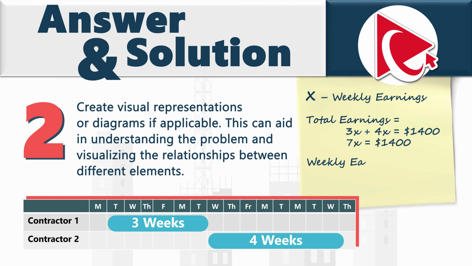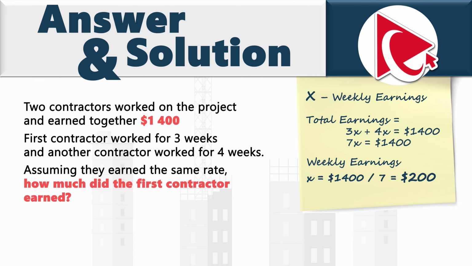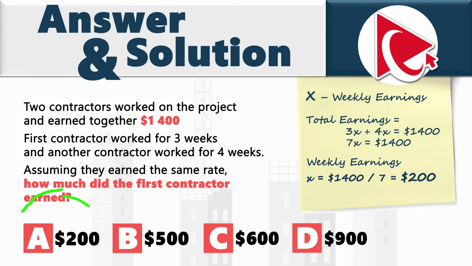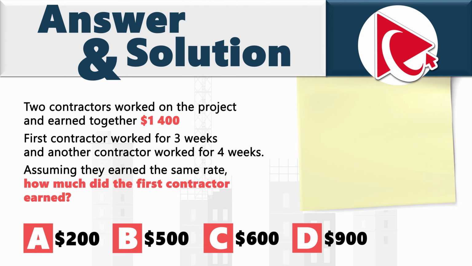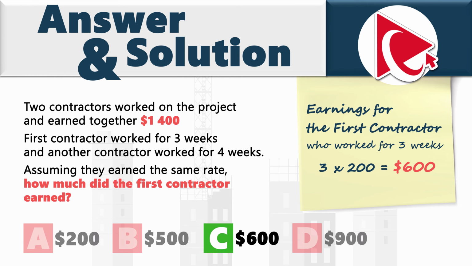To calculate weekly earnings for 7 weeks, we need to divide 1,400 by 7, and our weekly earnings are $200. Don't be confused though, because this is not the answer, even though we have a choice A for $200. In the last step, we need to calculate the earnings for the first contractor, who worked for 3 weeks. 3 multiplied by 200 equals 600. So the correct answer here is choice C, $600.